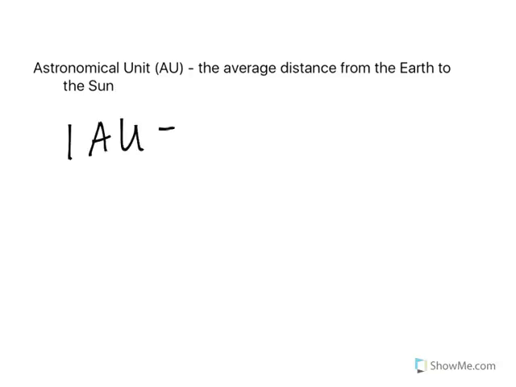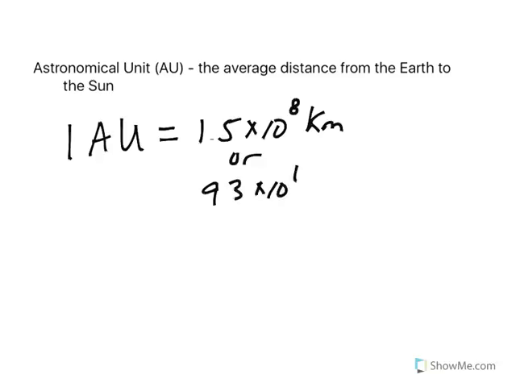1 astronomical unit is equal to 1.5 times 10 to the 8th kilometers. Or it is 93 times 10 to the 6th miles. Since 10 to the 6th is million, that's the same thing as 93 million miles.